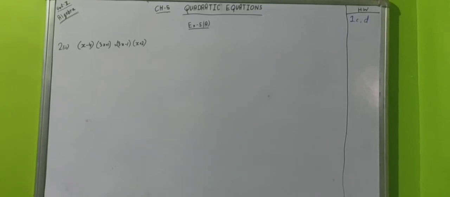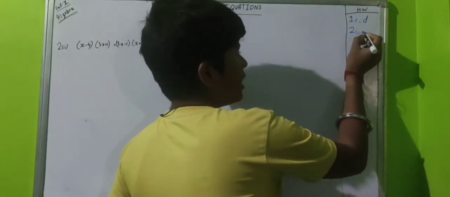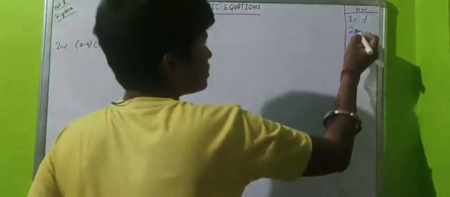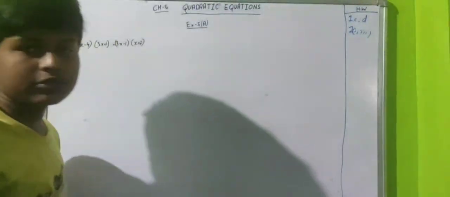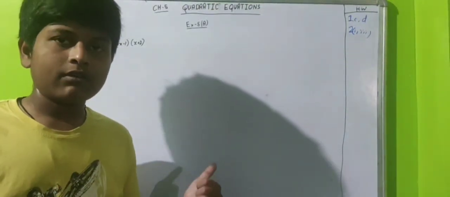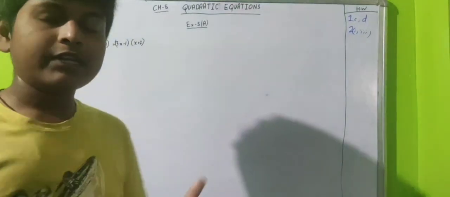Next, question number 2. I am solving part 2. Parts 1 and 3 are homework, but the answers will be in the description box. This is a short chapter, so we have to move very quickly so that we can cover more chapters in less time, and it will be helpful for you.